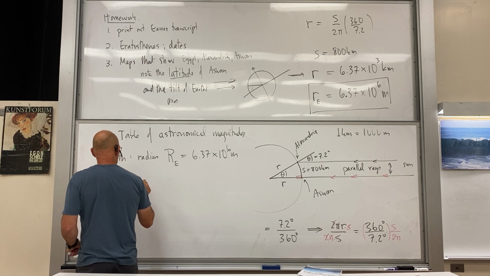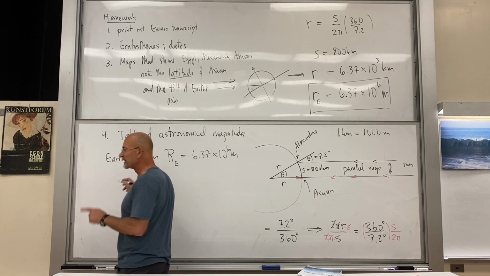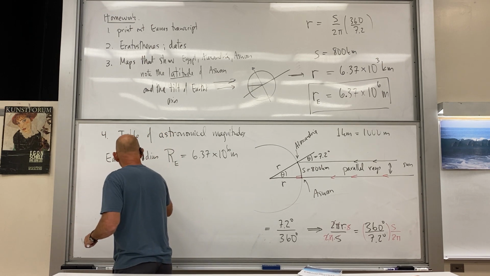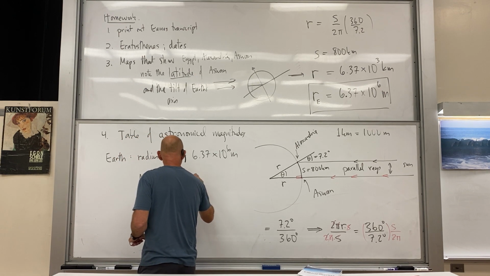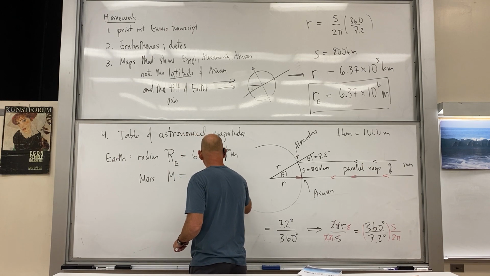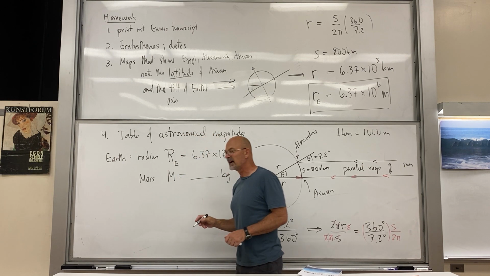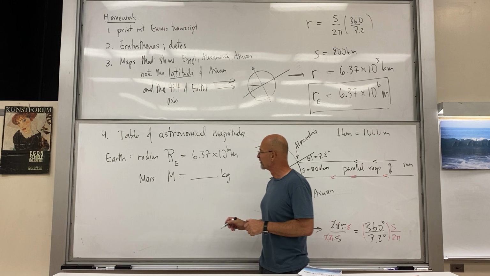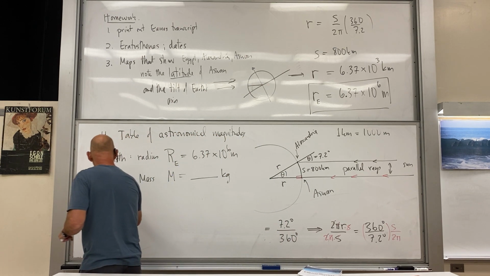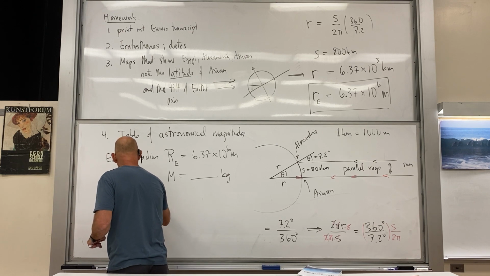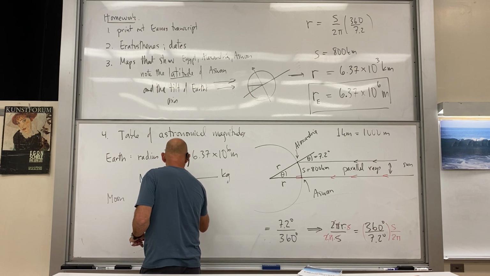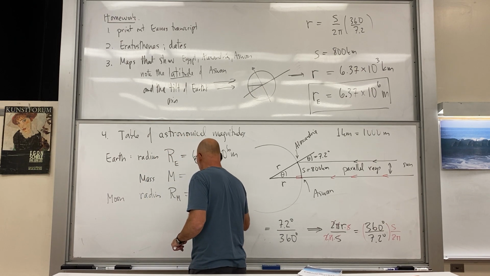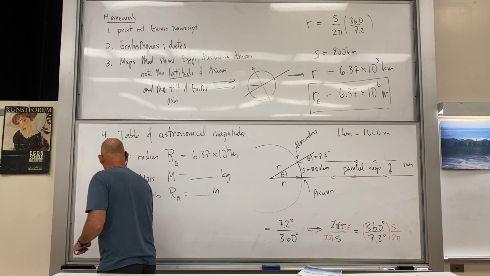Earth, we haven't gotten there yet, but now's the time to write them down. So Earth, the mass, M equals so and so many kilograms. You can find, I'm sure we can just type this in and find it. Then we're going to have for the moon, radius R sub moon is equal to so and so many meters.